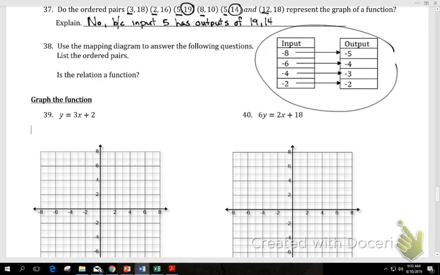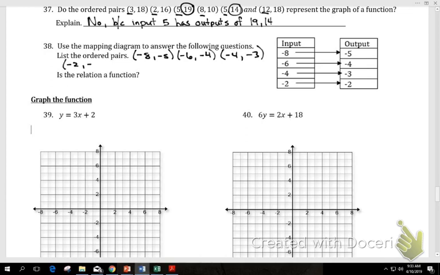All right, look at number 38, the mapping diagram. Given our criteria, does each input have only one output? So it's a function. Then you pull each one out and make it an ordered pair. So we can say them together: -8, -5, -6, -4, -4, -3, -2, -2. And yes, it's a function.